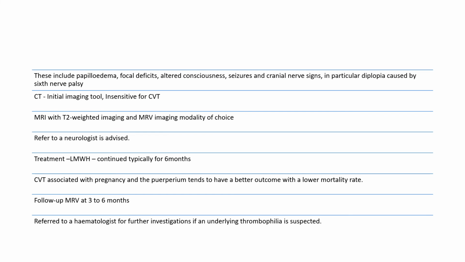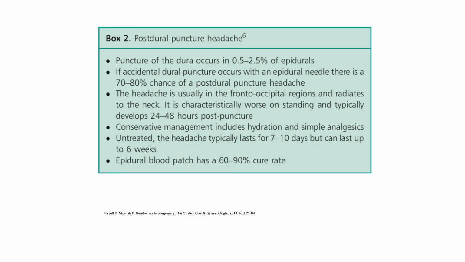Treatment is with low molecular weight heparin, at least for 6 months. CVT that's associated with pregnancy and the puerperium tends to have a better outcome and a lower mortality rate. There's some positive in that. Follow-up should be with MRV done at 3 to 6 months, and also refer to hematologists if there's any underlying suspicion of thrombophilia. So, post-dural puncture headache.